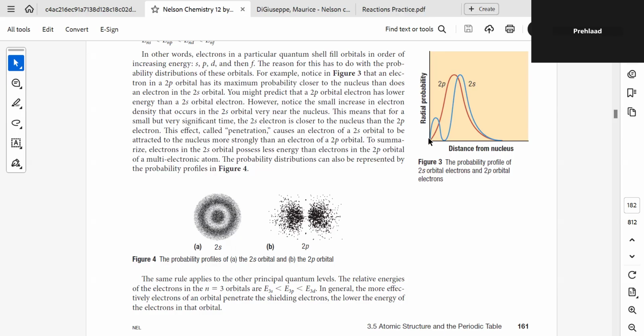And when we talk about 2s, what else do we need to know? 2s has two peaks, that I told you. And this is what a 2s orbital looks like. So we have a sphere here and another sphere here. Does that make sense?